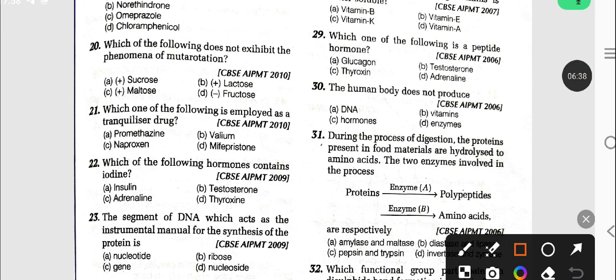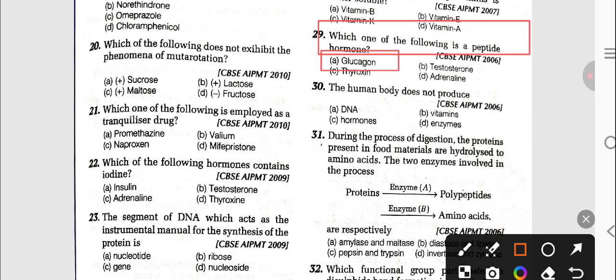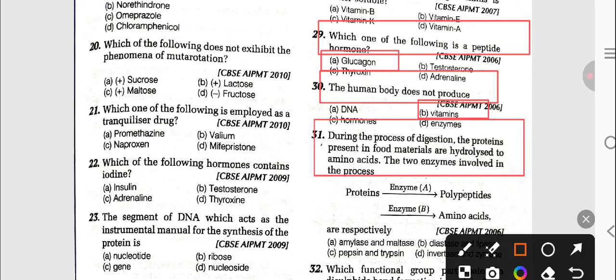Next is, which one of the following is a peptide hormone? So it is glucagon. Option number A is the right answer. The human body does not produce vitamins. During the process of digestion, the proteins present in food material are hydrolyzed to amino acids. The two enzymes involved in the process are pepsin and trypsin. Option number C is the right answer.